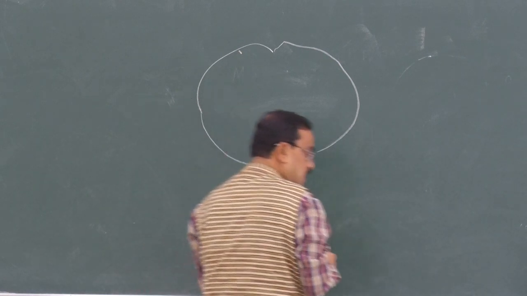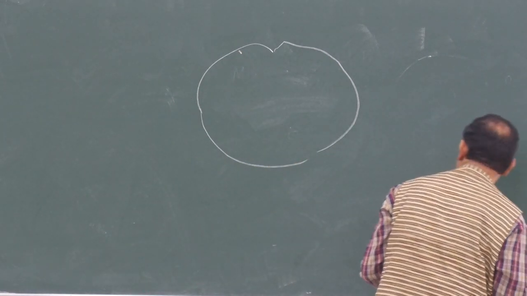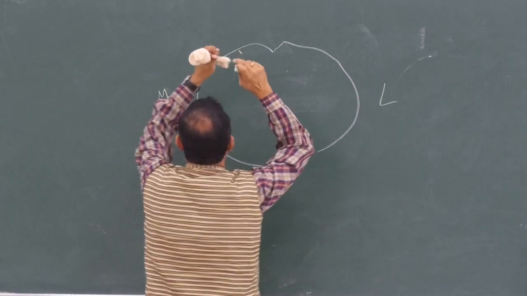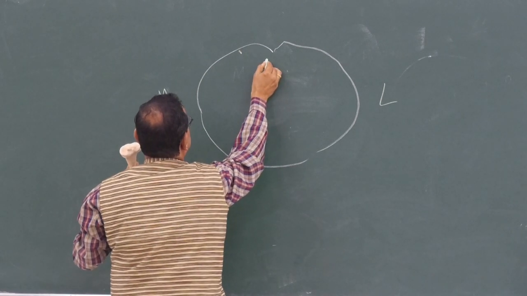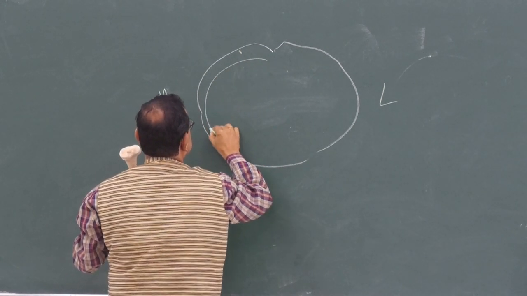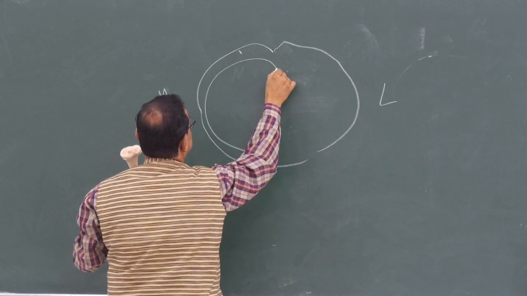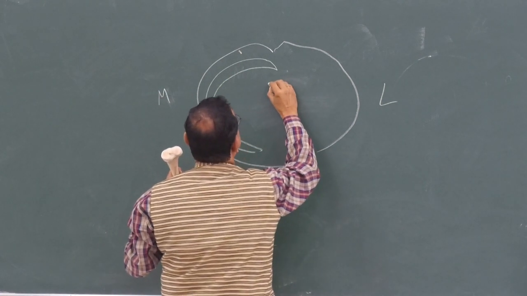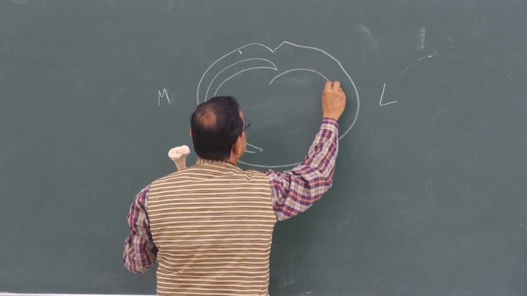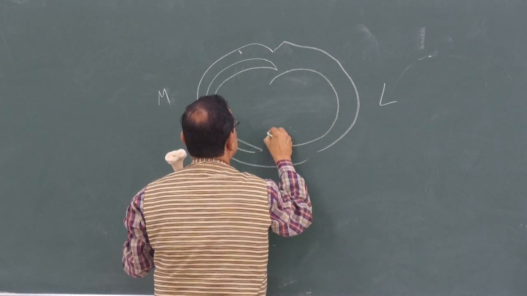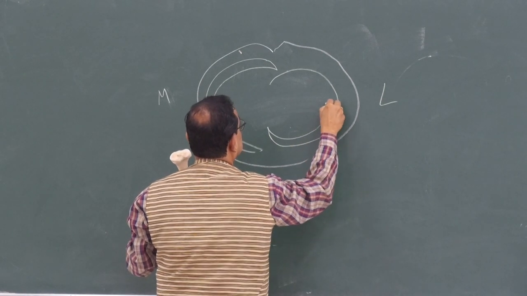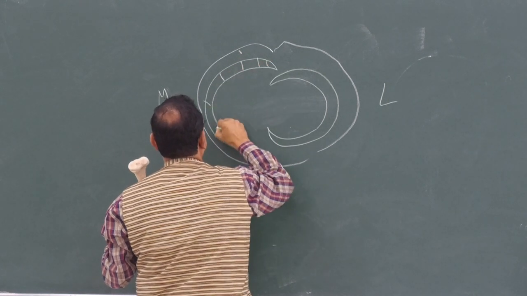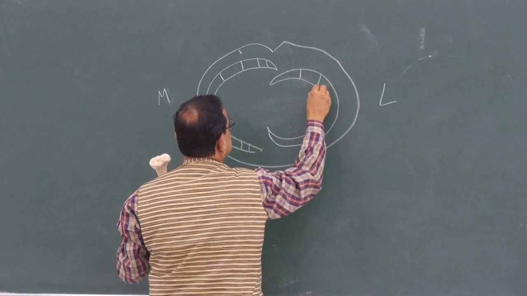There are two semilunar cartilages. This is medial, this is lateral. In the medial side, there is one semilunar C-shaped cartilage. And also in the lateral side, there is again another C-shaped cartilage. This is the medial one, and this is the lateral one.